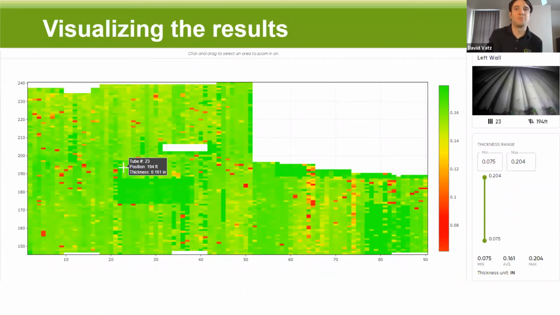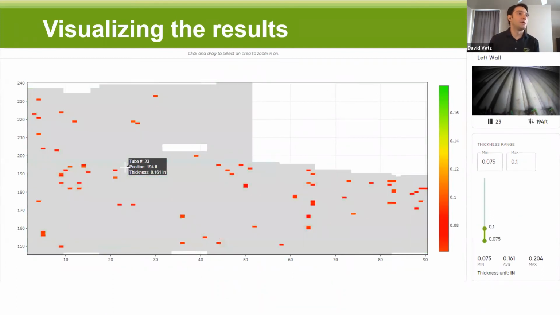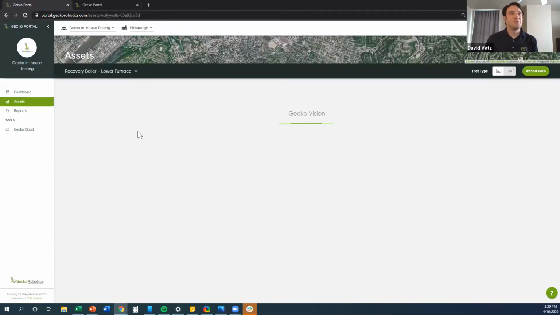And so you can see what this looks like. This is kind of a scary picture. If you manage a recovery boiler, you don't want to see all of these low areas. Each one of these red spots that you see was a low reading that we found that was suspected under deposit corrosion. And so this gave the mill what they needed to be able to make the repairs to ensure that they could safely bring the recovery boiler back up. So this is an example of a recovery boiler lower furnace.